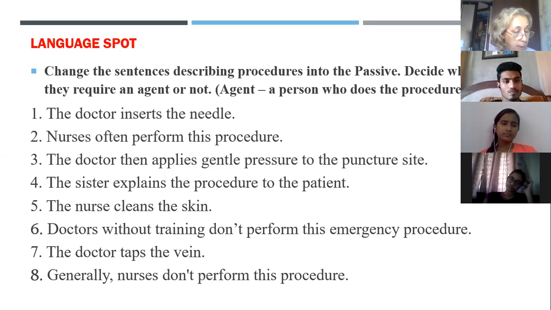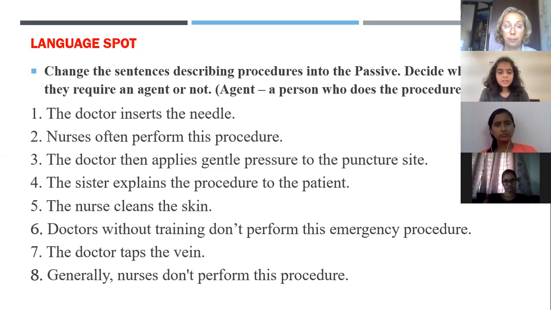Well, now please, Sohita. Doctors without training don't perform this emergency procedure. This emergency procedure is not performed by doctors without training. Does the sentence require the agent? Yes, ma'am, because without this, it doesn't make sense.